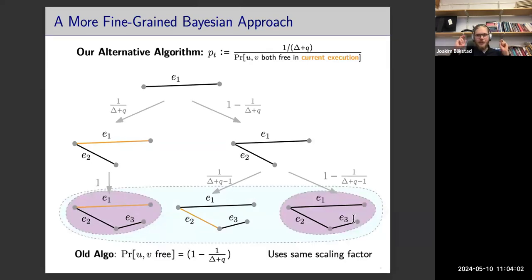So this first original algorithm I talked about would just calculate the probability of U and V being free at this step, which would look at all these leaf nodes in this kind of tree. It's not even clear how to do it computationally efficiently. In online algorithms, we don't care about it too much, so that's somewhat of a minor issue. And then the probability that both U and V are not free is exactly this probability, and it would use the same scaling factor no matter if we're over here or over here.